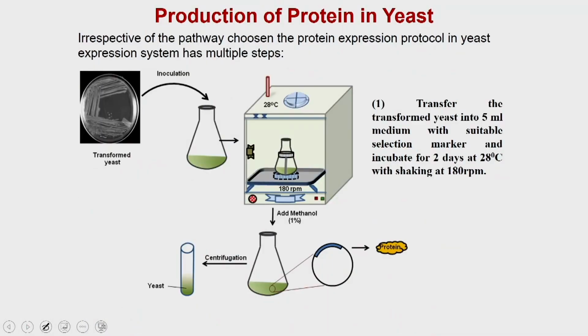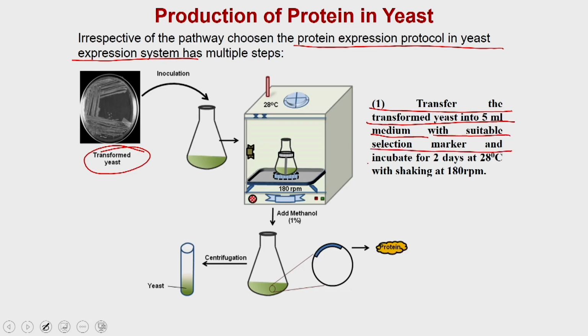Now, there are multiple steps which you have to follow for protein production in the yeast expression system. The first step is that you do the transformation of the yeast with the recombinant DNA. Once you have generated the transformed yeast, you inoculate it into a 5 ml media with suitable selection markers and incubate that for 2 days at 28 degrees Celsius with shaking at 180 rpm.